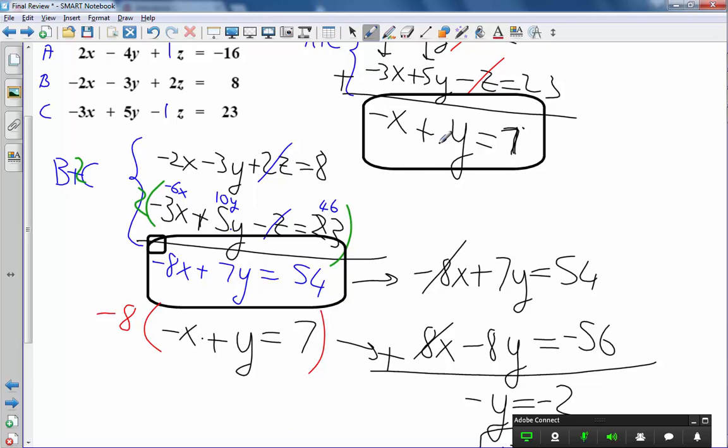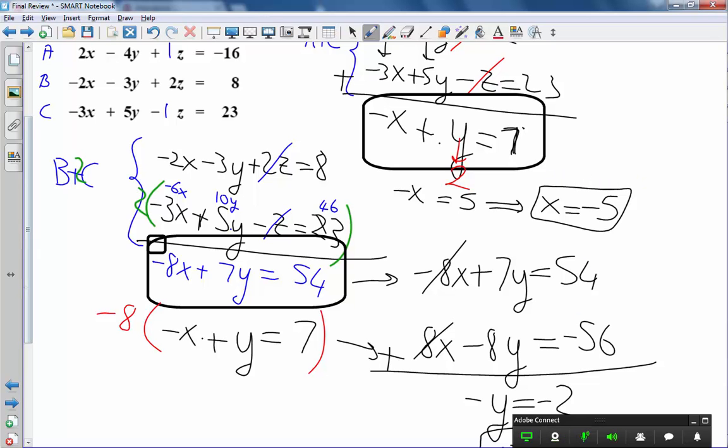And this looks easier, so let's go substitute y equals 2 here and solve for x. Minus x, I'm gonna move 2 to the other side and get 5. This will give us x equals -5.